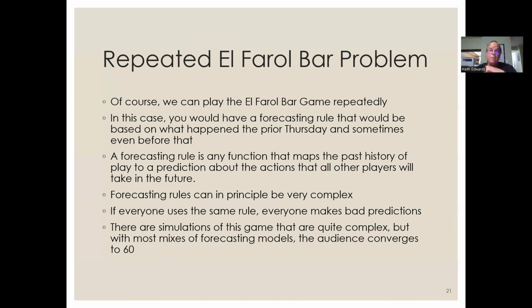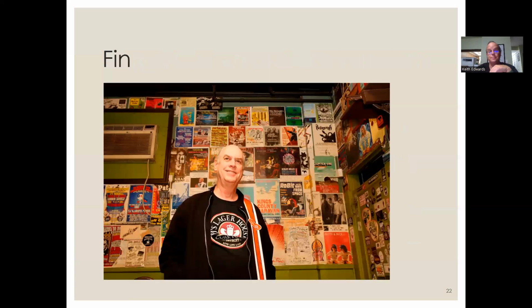And they can actually be very complex in principle, and there are a lot of simulations that make use of advanced forecasting rules. If everybody uses the same rule, then you end up with bad predictions. But if you have a mix of rules, you can end up with quite complex behavior. But what's interesting is that with most mixes of the forecasting models, the audience converges to around 60.